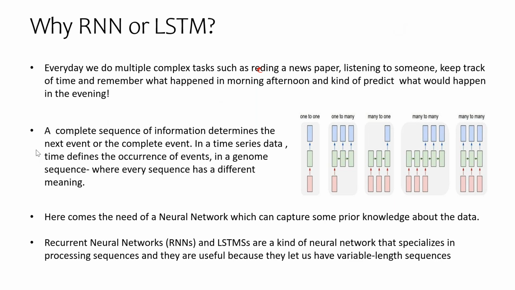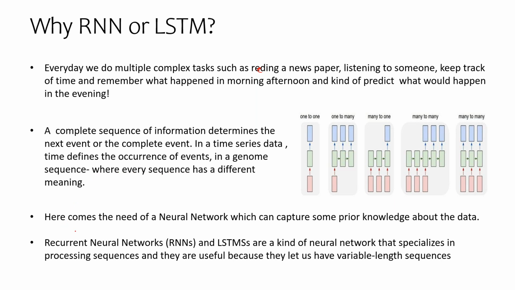A complete sequence of information determines the next event or a complete event. In time series data, time defines the occurrence of events. In a genome sequence, every sequence has a different meaning, and those sequences define what exactly that is going to do.